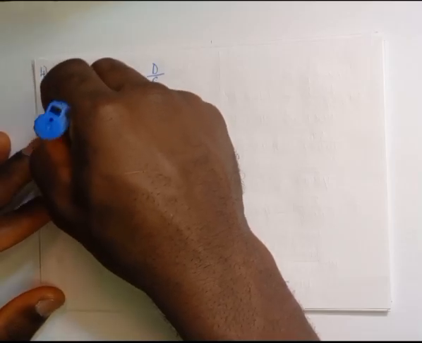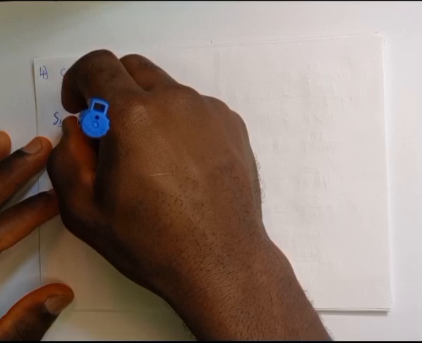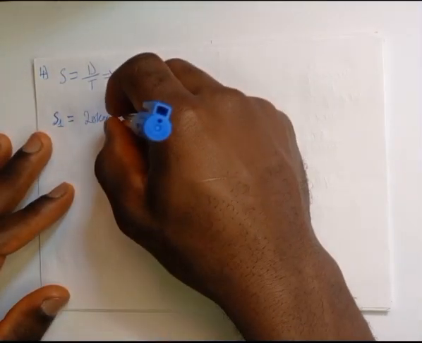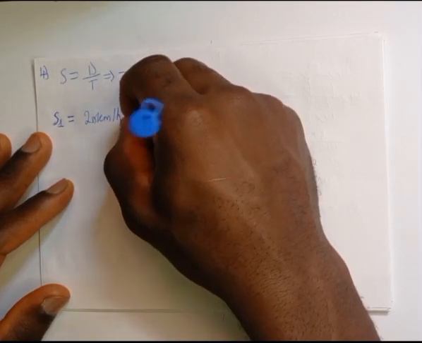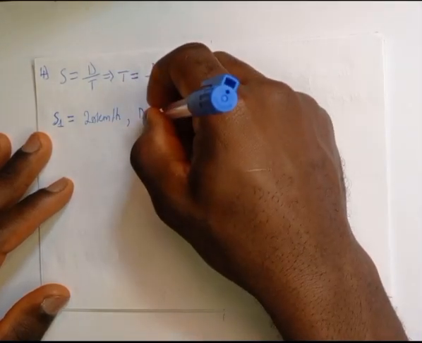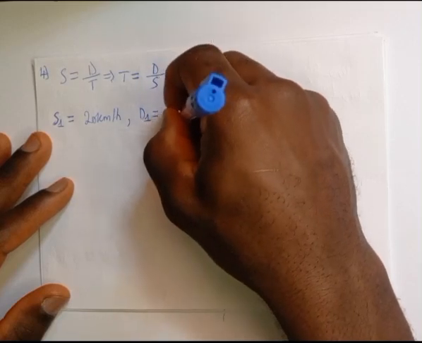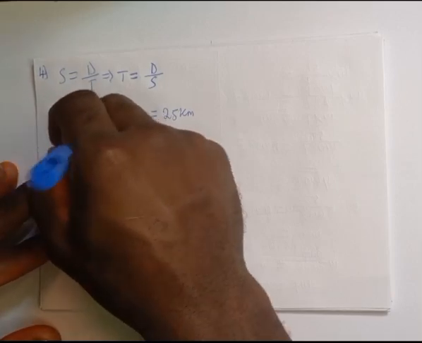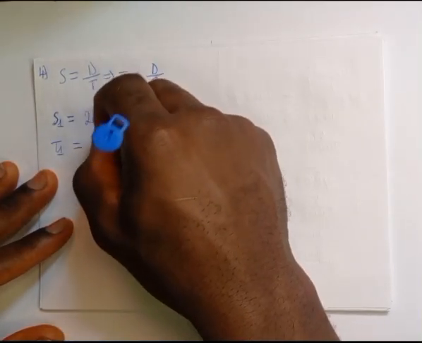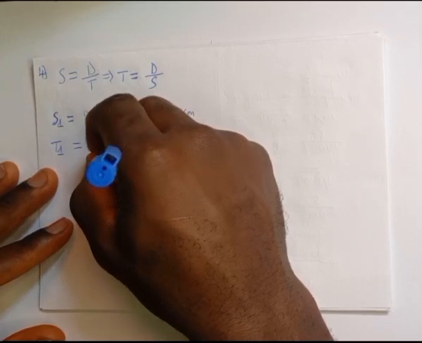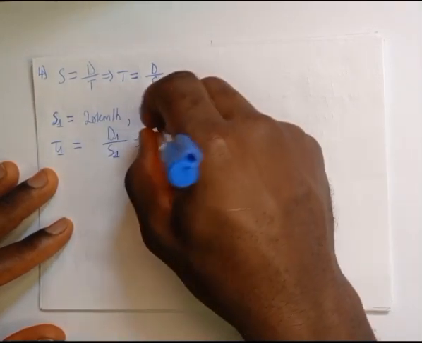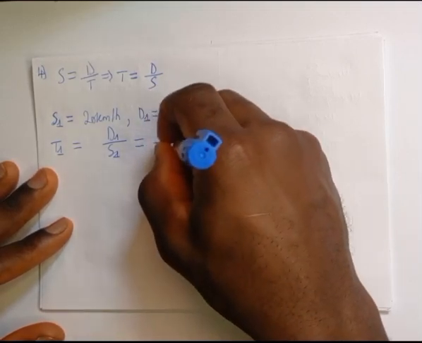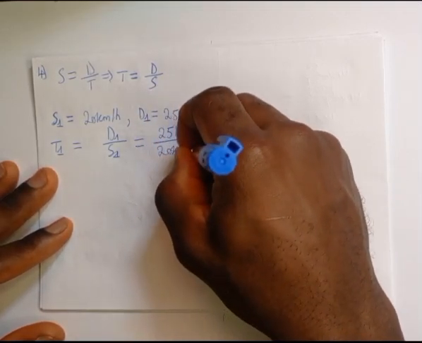We are going to use S1 to stand for the speed of the first phase of the journey, which is 20 kilometers per hour, and D1 for the distance traveled in the first phase of the journey, which is 25 kilometers. Now we can proceed to find the time taken in the first phase. T1 will be equal to D1 divided by S1, and this will be equal to 25 kilometers divided by 20 kilometers per hour.